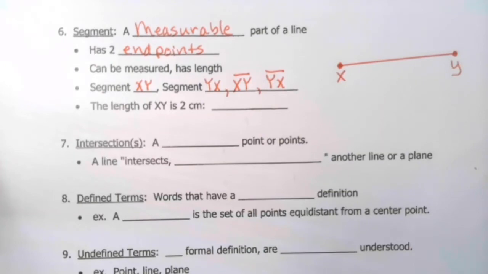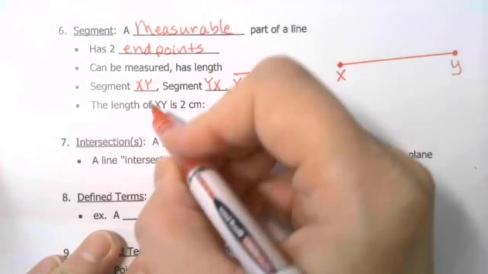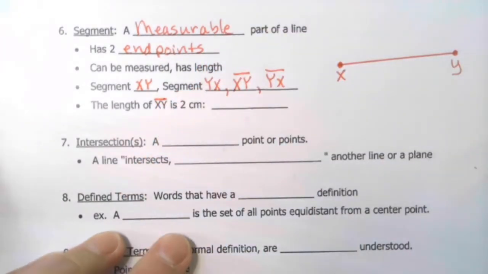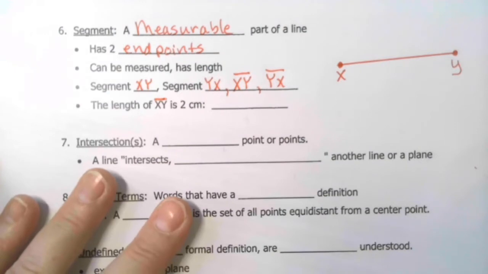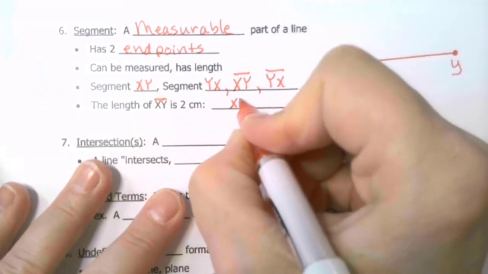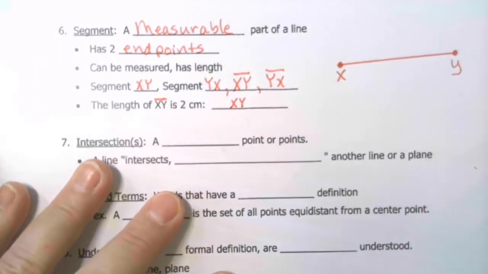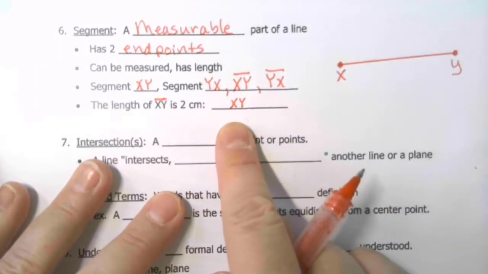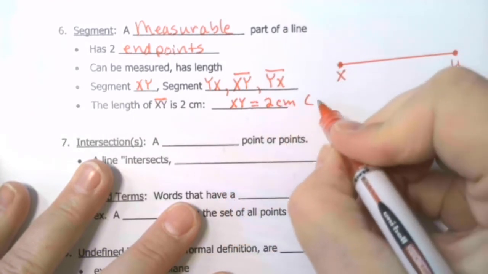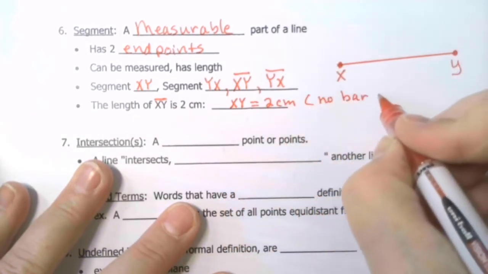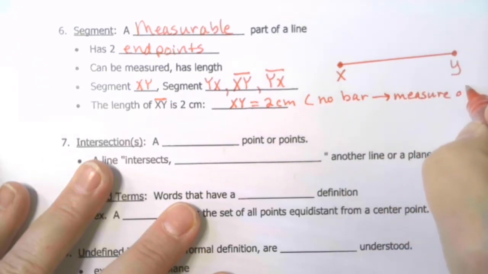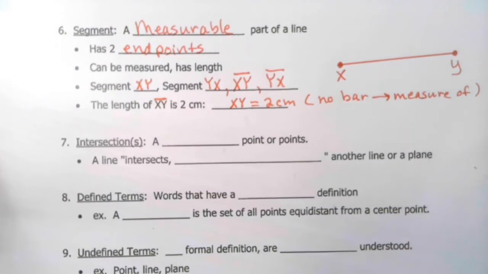If you're talking about the length of segment XY, say it is 2 centimeters. The way you write that using geometric notation is you say XY with no bar. So that automatically means the measure of XY, if you don't put the bar, equals 2 centimeters. And again, no bar means the measure of. Really important distinction.